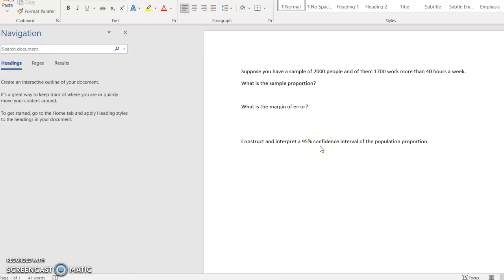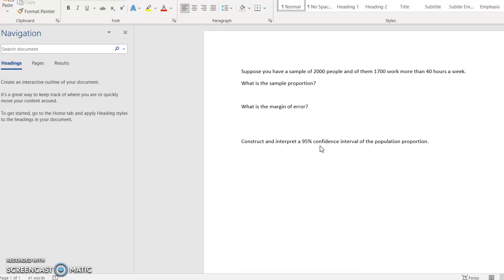So suppose you have a sample of 2,000 people, and of them 1,700 work more than 40 hours a week. We want to know what's the sample proportion, what's the margin of error, and we want to construct and interpret a 95% confidence interval of the population proportion.